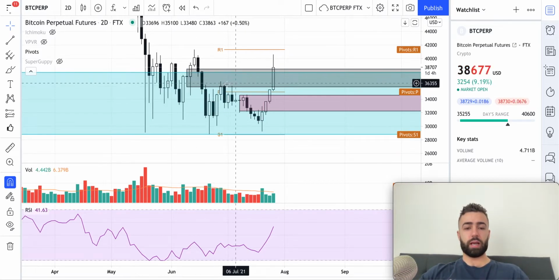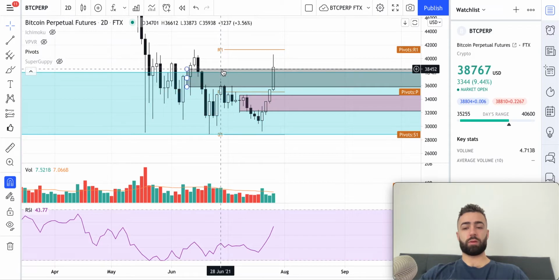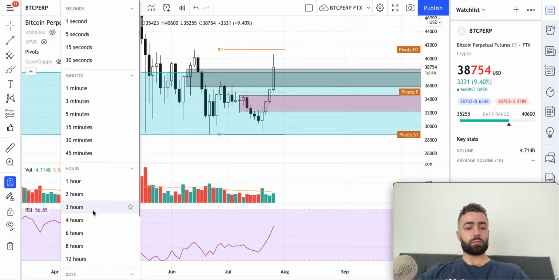This will be the key area that we'll be looking for price to potentially bounce off of. And this is our 2-day candle from June 10th. So this goes all the way from 38.5 roughly down to about 35.8.